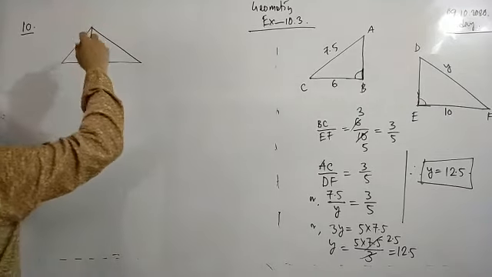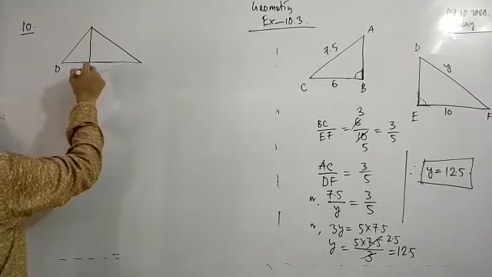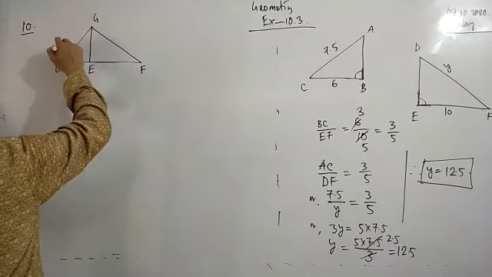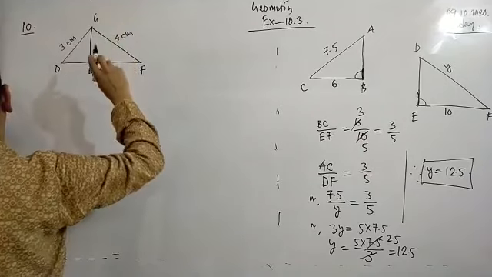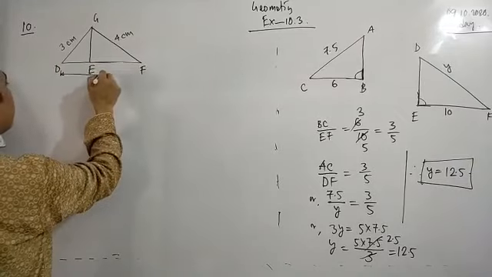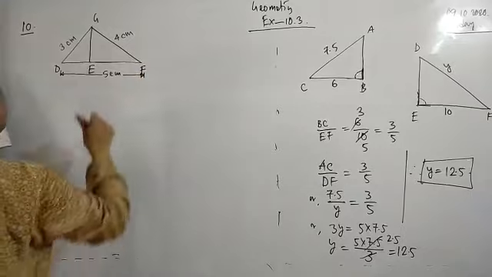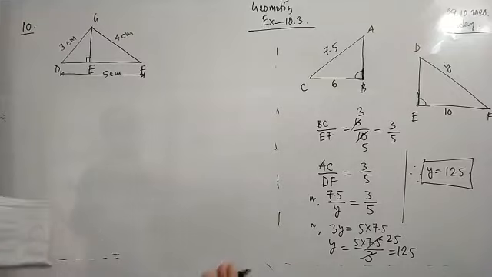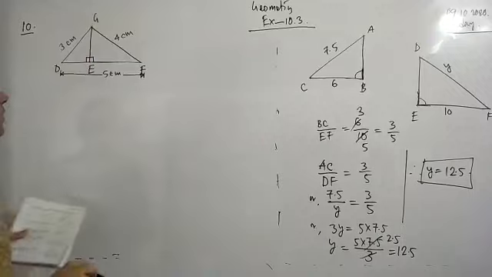So A, B, C, and this is D, E, F, G. This side is 3 centimeter, that one is 4 centimeter, and here it is 5 centimeter. Here is a 90-degree sign. This one is a perpendicular sign, or 90-degree sign, or right angle sign. Here it is given that it is a right angle.